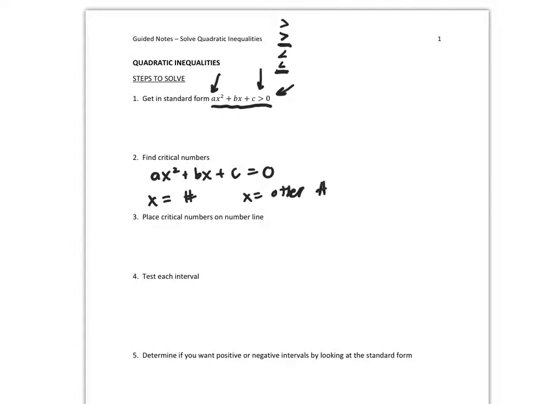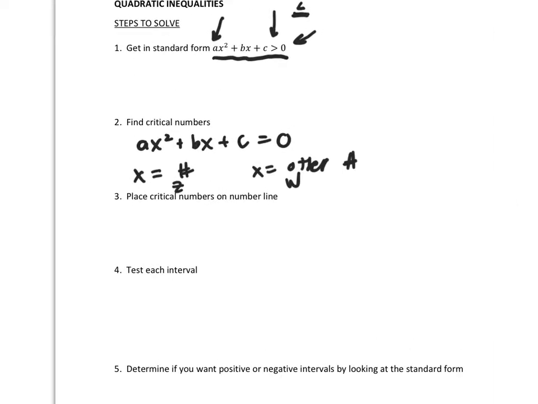Okay? We'll call one of them z and the other one w. So those are your critical numbers. I'll tell you why they're called critical numbers in a minute. And then what you're going to do is draw a number line and place your numbers on the number line. Okay?